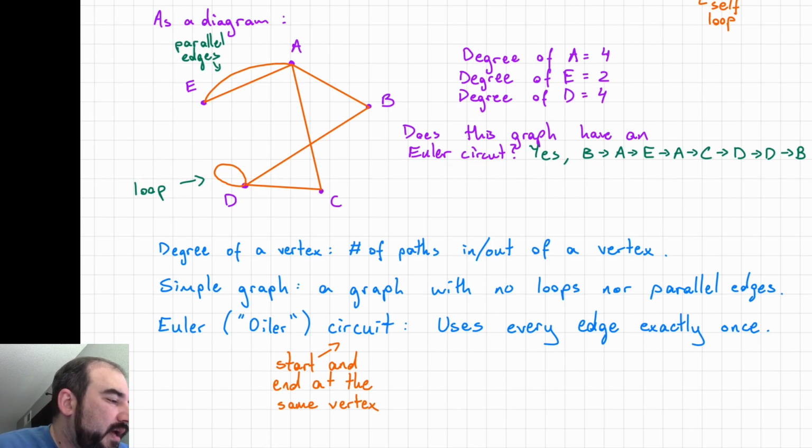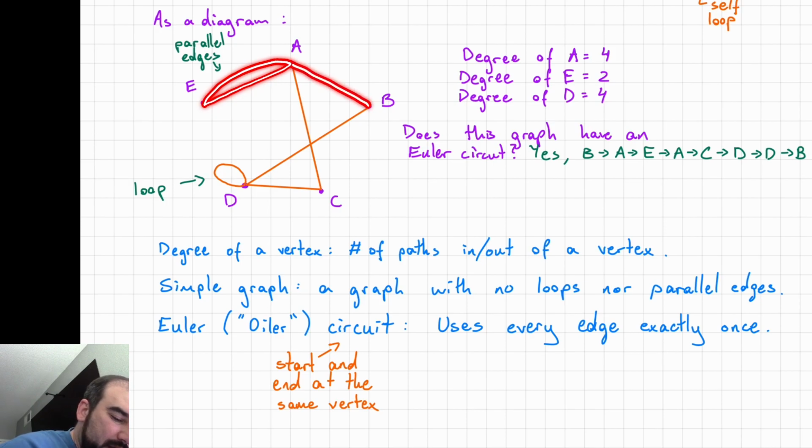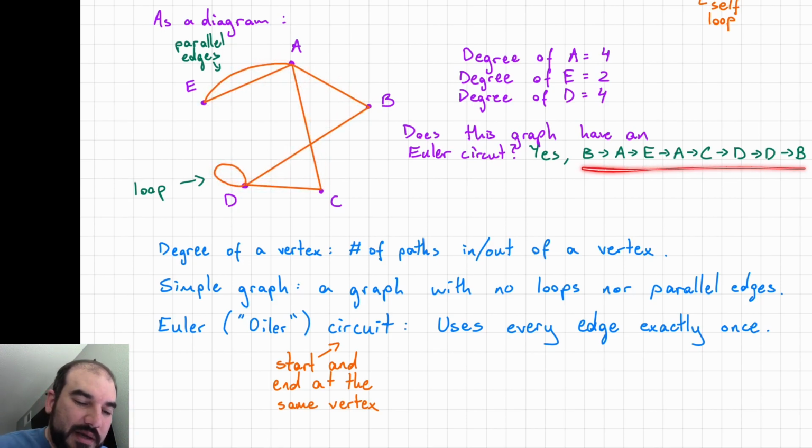So we can write it as just the path that you follow and the edges that you take. So you go from B to A first, which is this edge, and then A to E, there's a choice there. You can either go this way or this way. Doesn't really matter because we're coming back from E to A on the next step. So we go A to E and then back to A, and then we go to C, and then to D, and then back to D itself. That must be the self loop, and then we end up back at B. So this is an example of how we would write an Euler circuit.